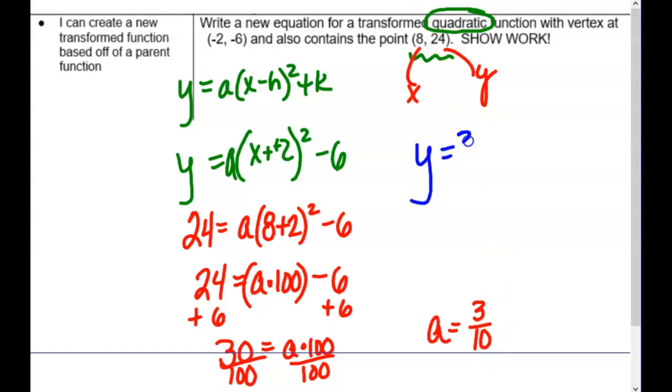Could you check this on your calculator? I don't know how much time I have, probably not enough, but you can type this in your calculator, right? And you could find the max or min and make sure it's at this point, and you could go trace 8 and make sure it comes up as 24, or you could look at the table. So that's when you can check on your calculator.